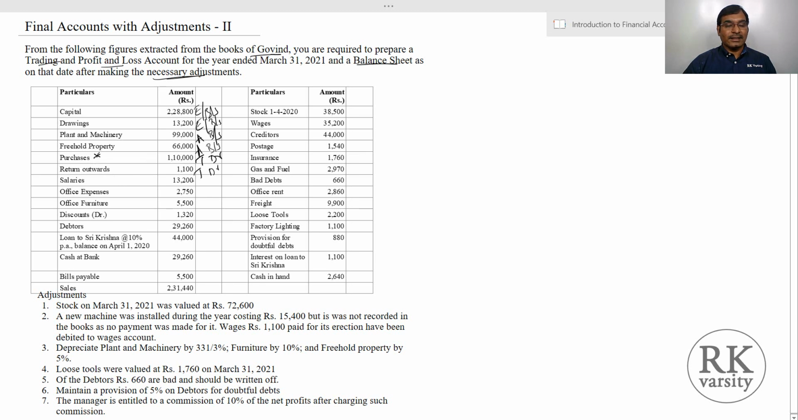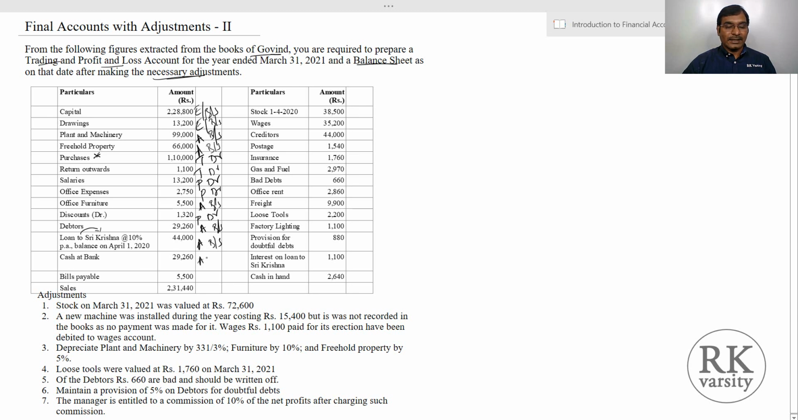Salaries is an indirect expense, so profit and loss account debit side. Office expenses, indirect expense, profit and loss account debit side. Office furniture is an asset and this appears in the balance sheet. Discount debit, that is discount allowed, is an indirect expenditure, profit and loss account debit side. Debtors is an asset, so appears in the balance sheet. And loan to Sai Krishna, so you lent a loan, so loan lent is an asset and appears in the balance sheet.